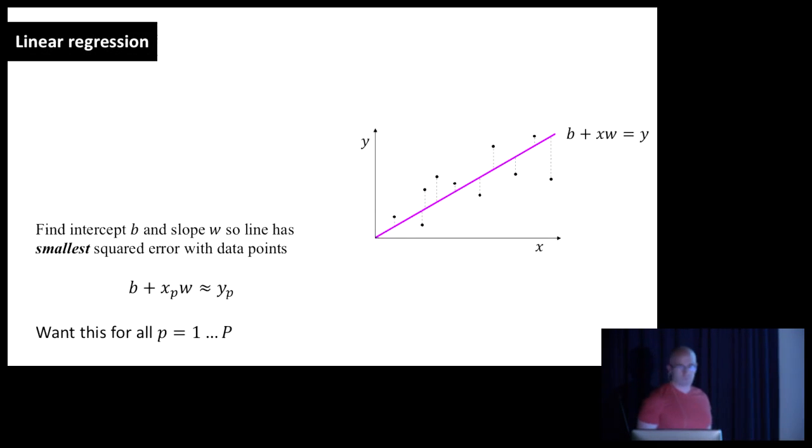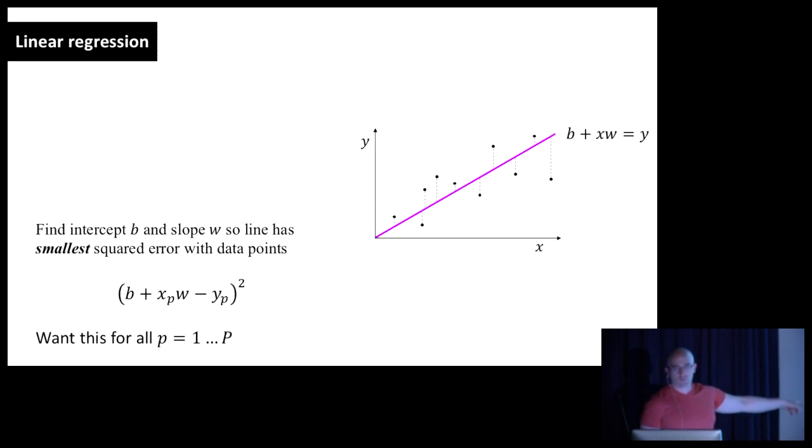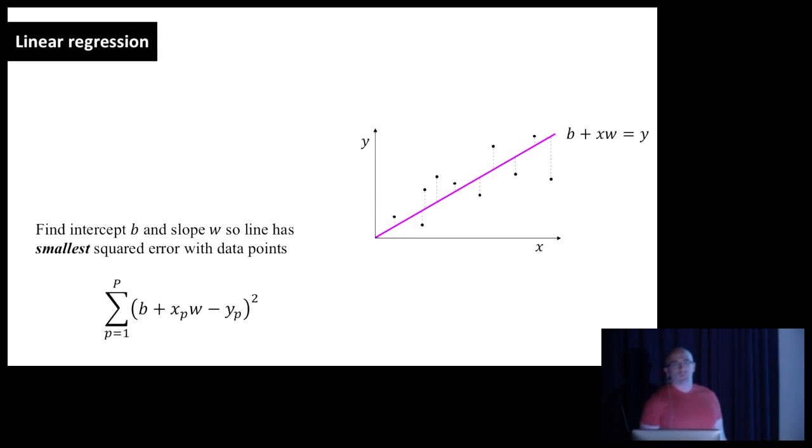So now we just put that in a mathematical frame, or sorry, we say that in math, right? What is that? We want to find the b and w that minimize the squared error between the corresponding line and the data. That means we should take the difference between both sides of that thing and square it, for each of the data points.